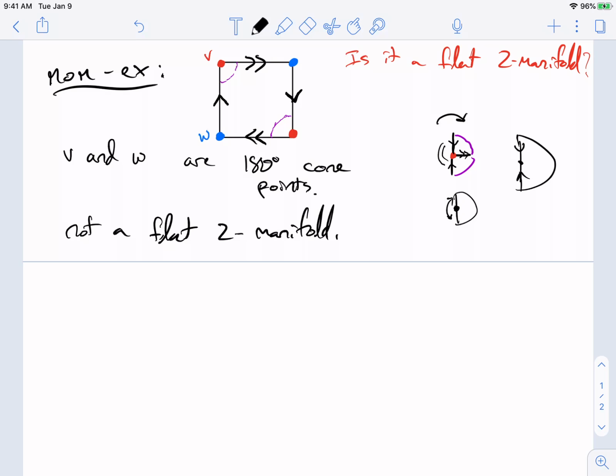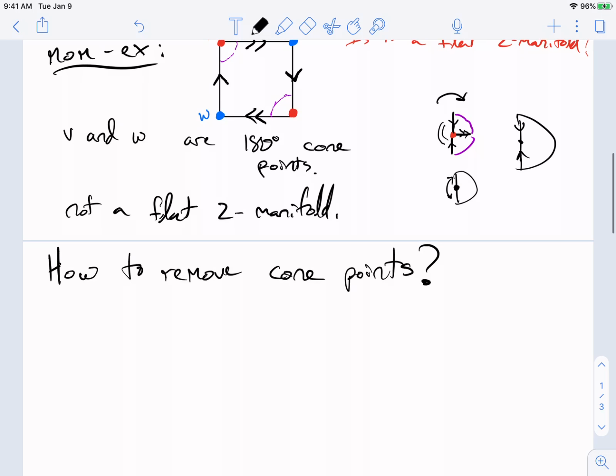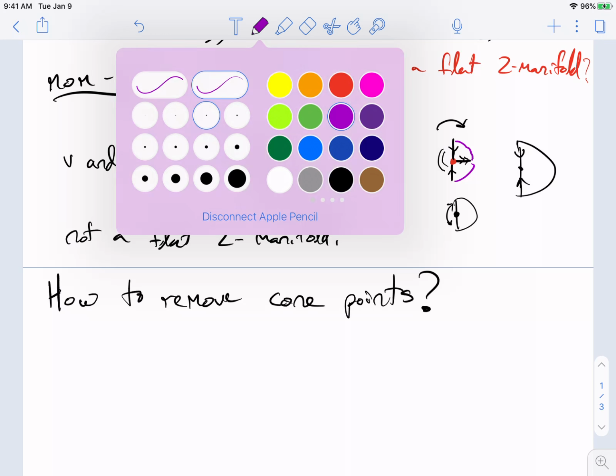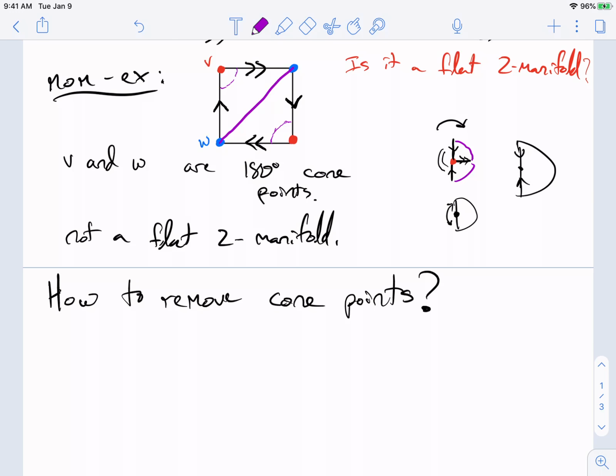And the problem is these cone points. But I claim that there's actually a way to fix this, which is very clever. How can we get rid of these cone points? And I don't mean actually remove the points. Of course, we could just cut them off, but that's not what I want to do. I want to smooth this thing out so that it doesn't have any cone points anymore. Well, again, let me cut this into triangles. Like that.